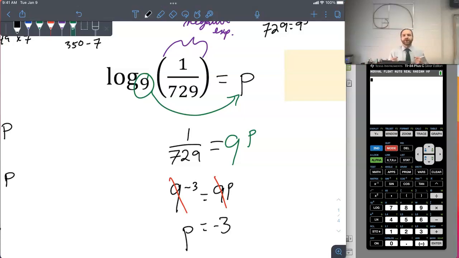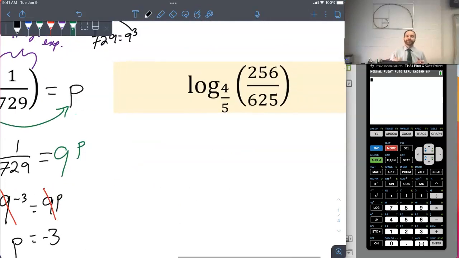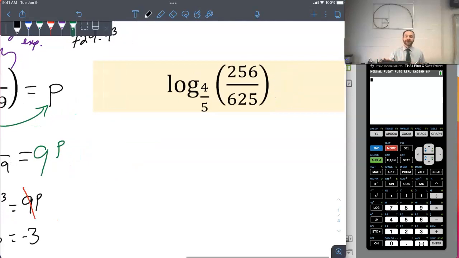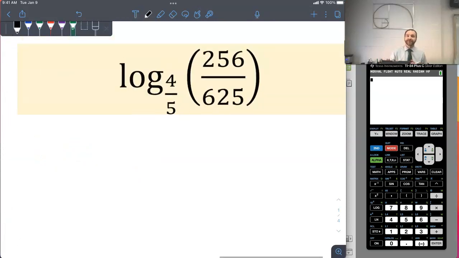So what power of 9 gives me 1 over 729? Negative 3. So there's the bumping technique, kind of going through, creating common bases, crossing them out, a skill that's needed also for the NonCalc. Now, the reason why this one's highlighted is because I'm taking the time to make this video, which means, by the way, I want to have some fun.